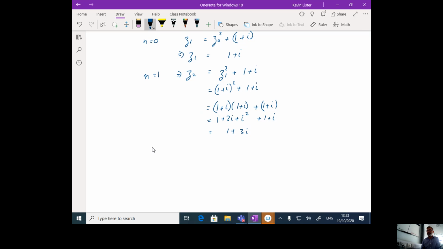Okay, and then we can do the same again. We can say n equals 2, which means that the third term is equal to the second term squared plus our c value, which in this case we said is 1 plus i. This value goes back into our equation, and then we can repeat the process again.